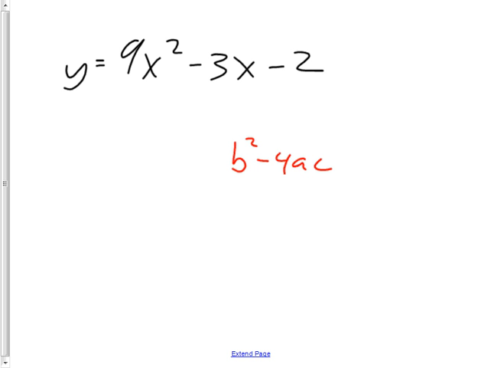What is b squared? Negative 3 squared, so it would be 9, minus 4ac, and a is 9 and c is negative 2. So I have to multiply this out now. I have 2 negatives in there, so be careful. That's positive. And that's positive. 9 times 4 is 36. 36 times 2 is 72. And then I add 9 and I get 81. What does that tell you?